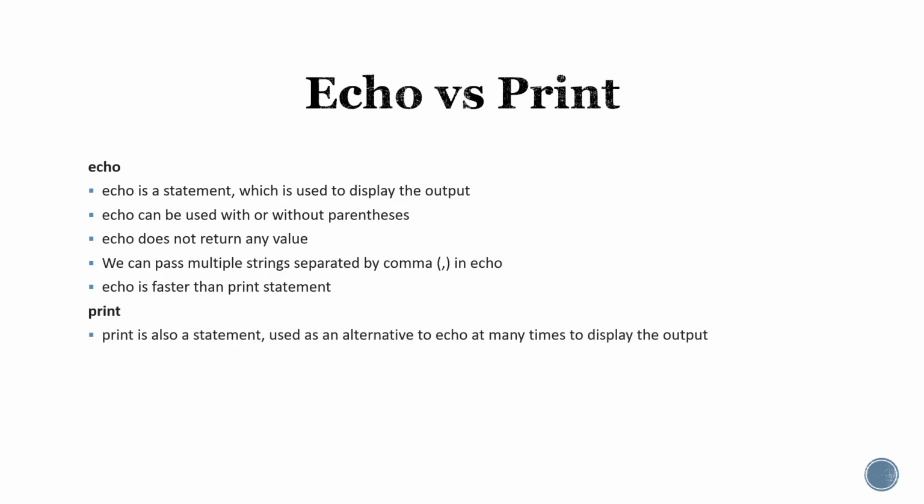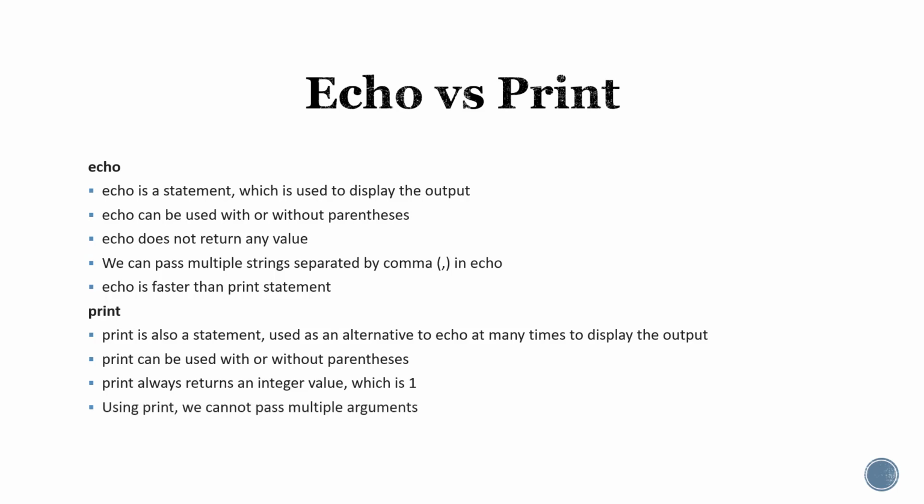Now, a print is also a statement and can be used as an alternative to echo at many different times to display an output. Print can be used with or without parentheses. Print function or statement always returns an integer value, which is 1. When we use print, we cannot pass multiple arguments, and print is also slower than an echo statement.